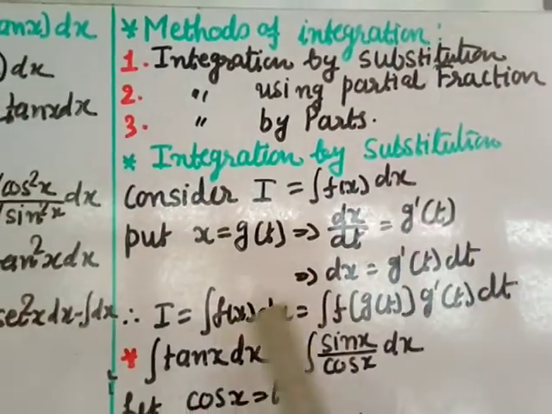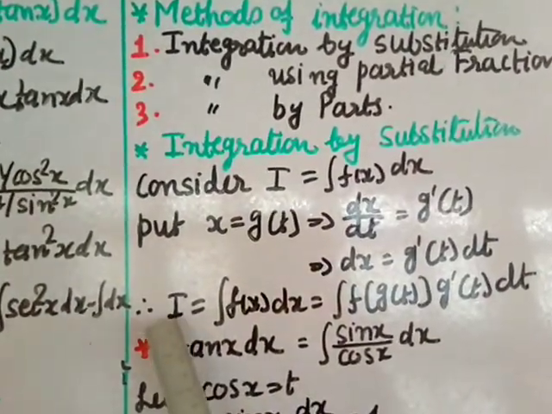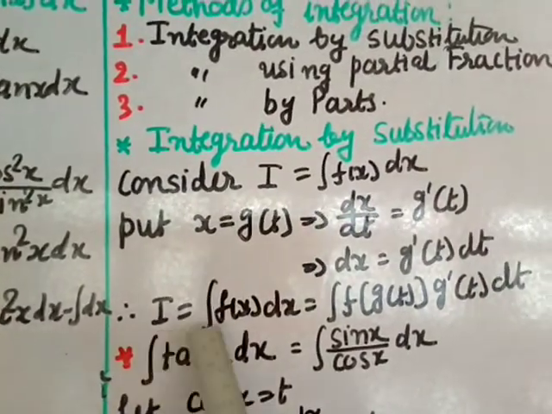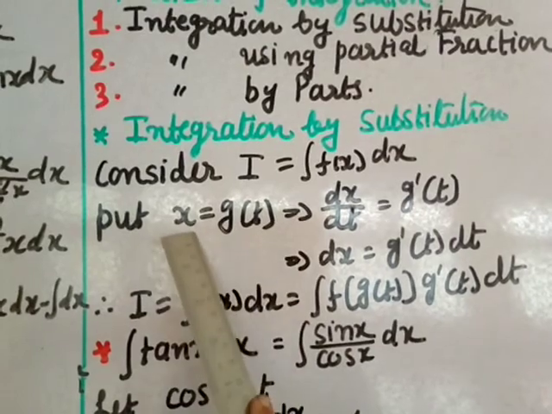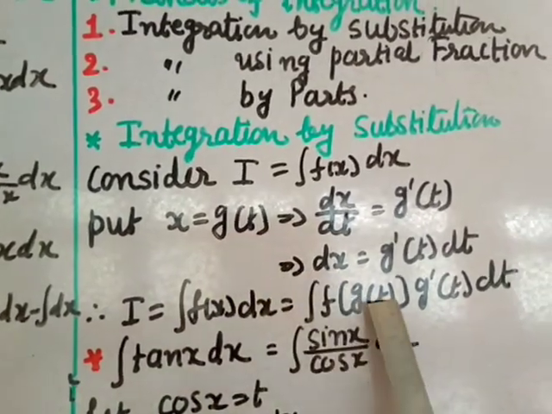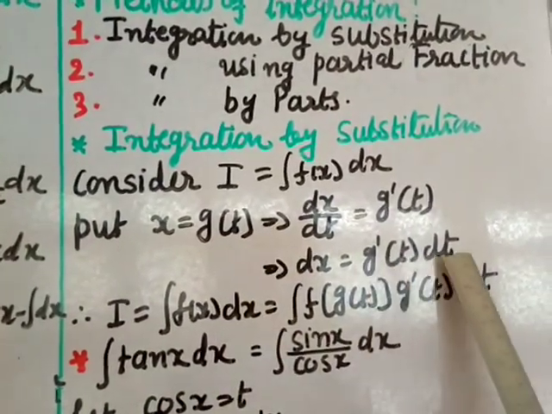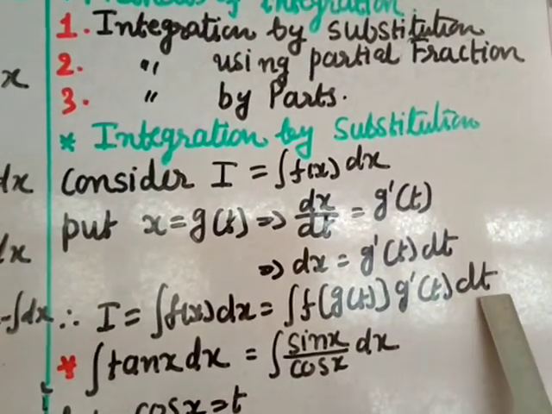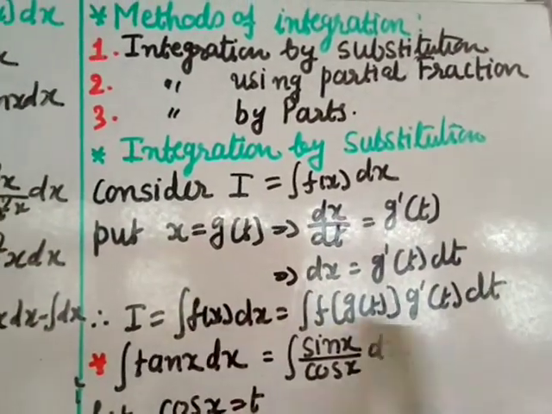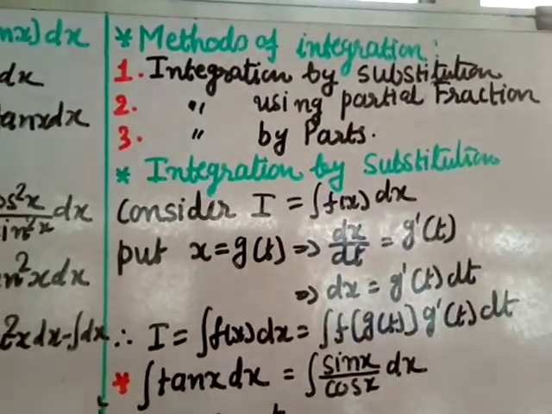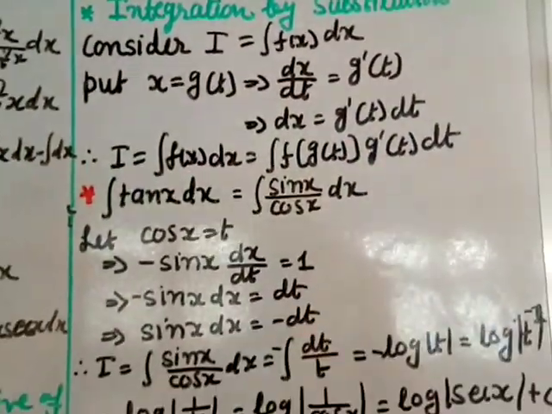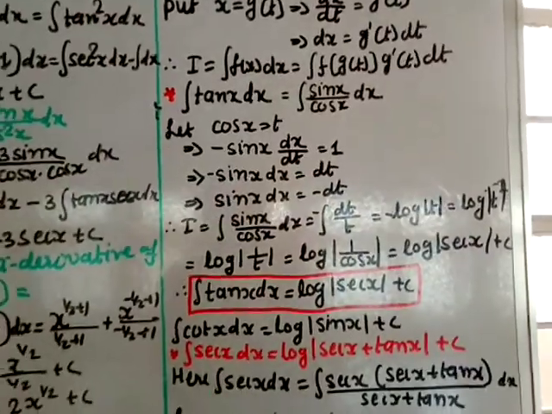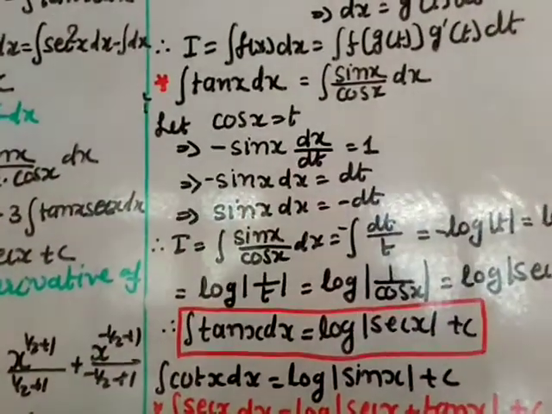Take your integral, I equal to integral f(x) dx. Instead of x you put g of t, so f of g(t), and dx is g dash t dt. This is the way we are going to use the substitution method. We have got 4 more standard results for using the substitution method.